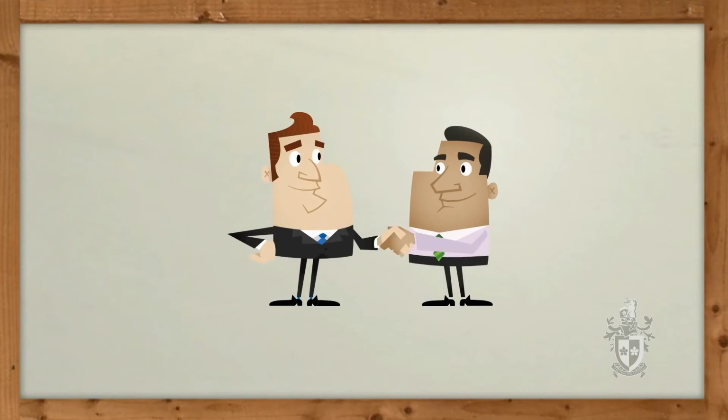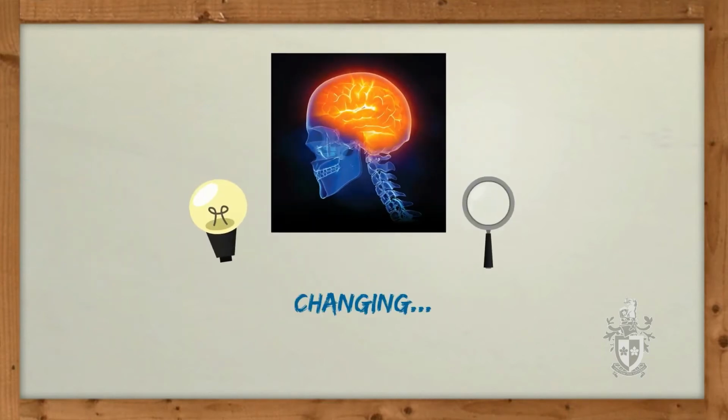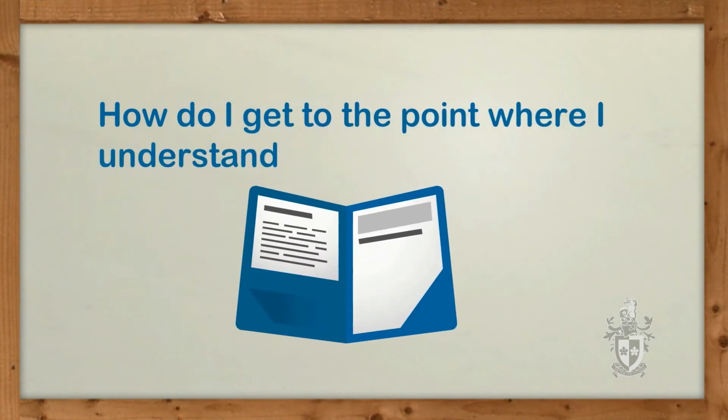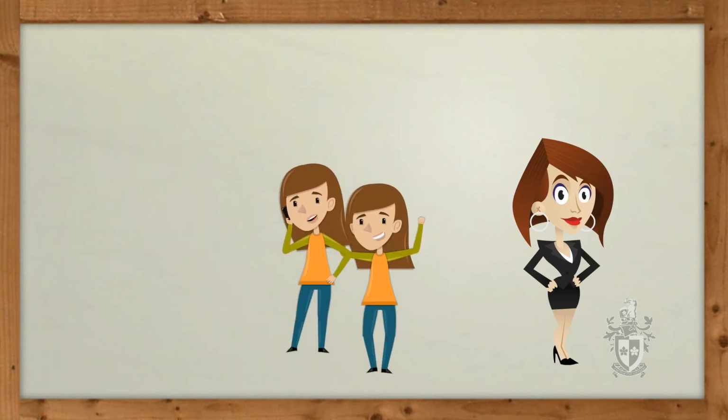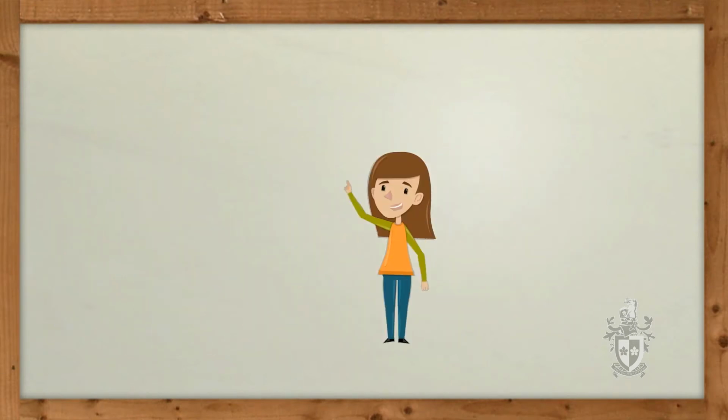Reflecting on learning means examining what we are learning, how we are learning, and how we might change our way of learning. When you use reflective practice to examine how you learn, you might ask yourself the following questions. How do I usually get to the point of where I understand the content? Do I work best alone or with my peers?